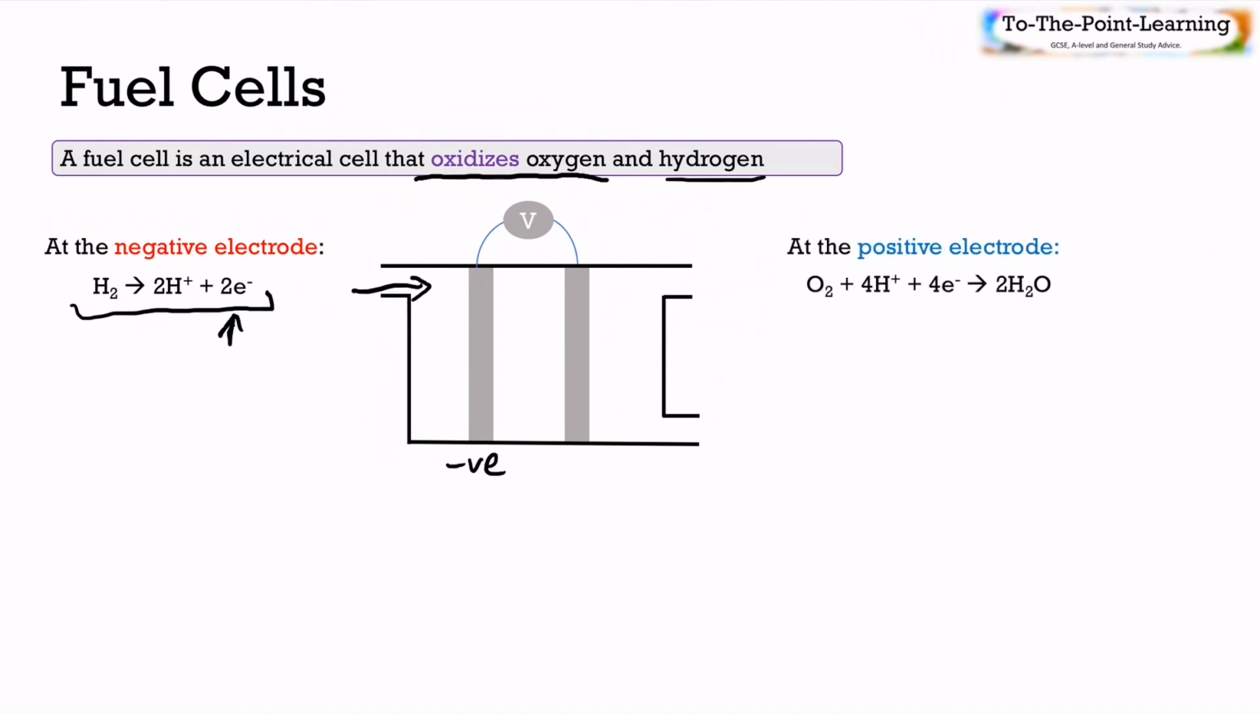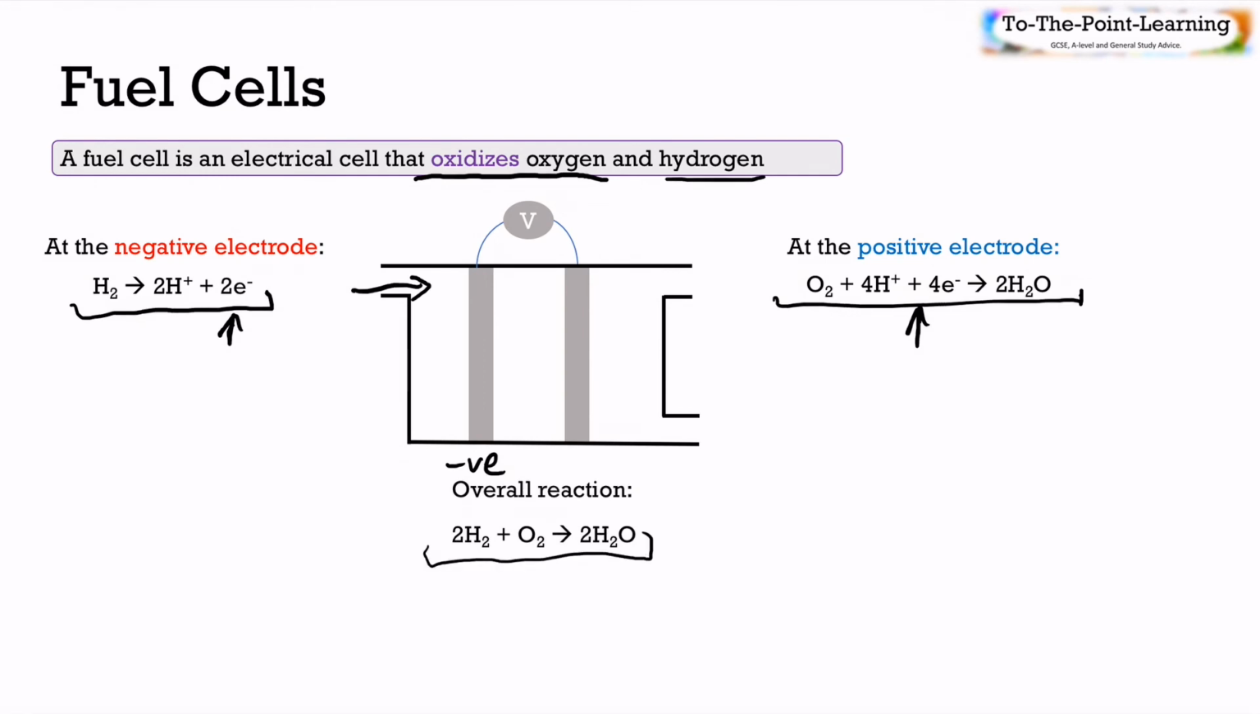And then at the positive electrode, this is the reaction that occurs. Okay, and if you're doing HIAT here, make sure to be familiar with these equations because that will be very helpful for your exam. Now these are the two half equations that occur, and if we put the two together, we'll get an overall reaction, and this is the overall reaction that's going on here. Hydrogen and oxygen react together to form water.